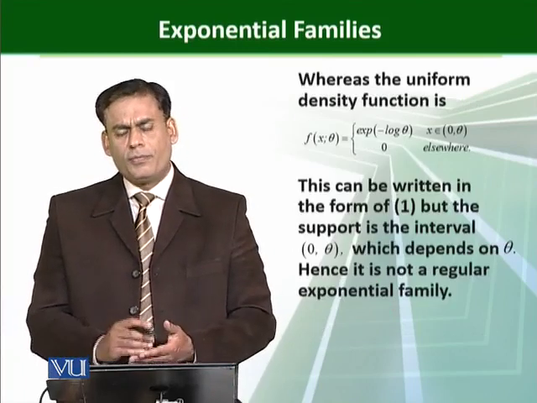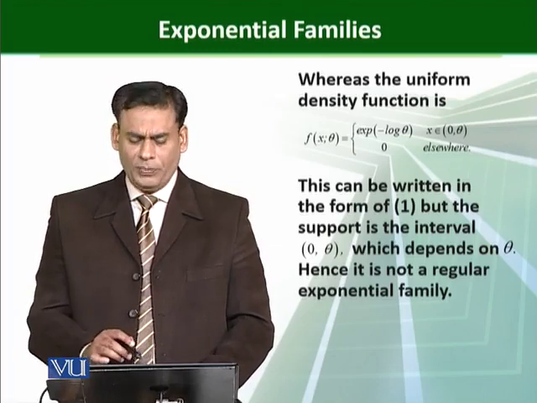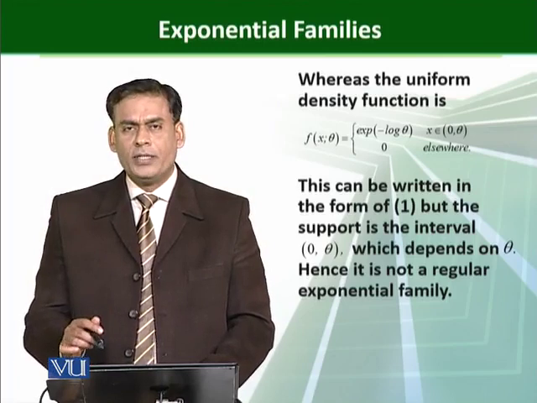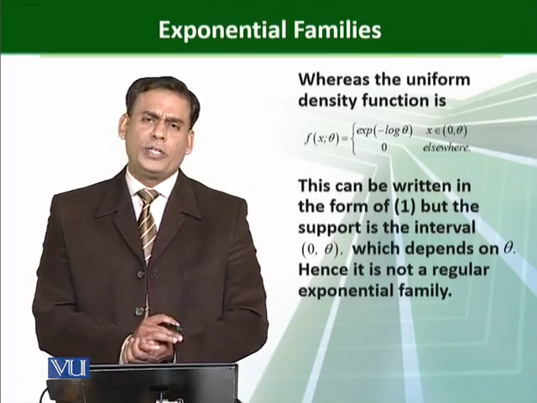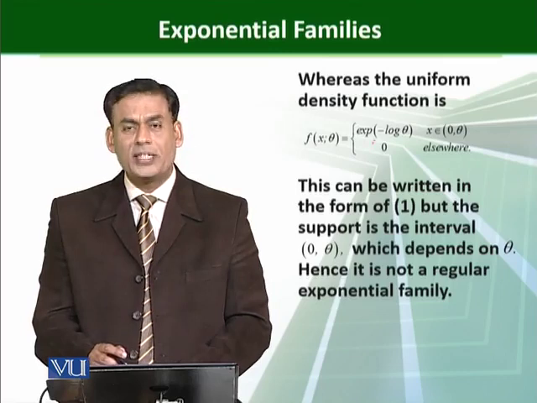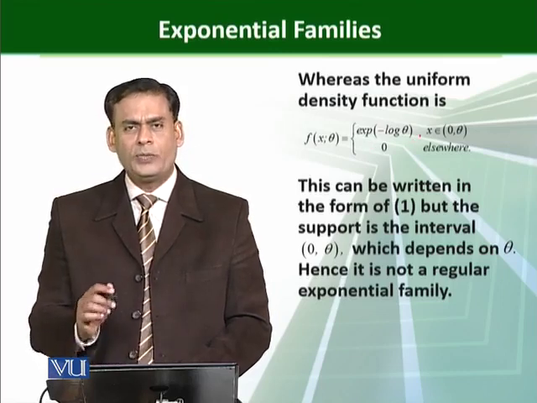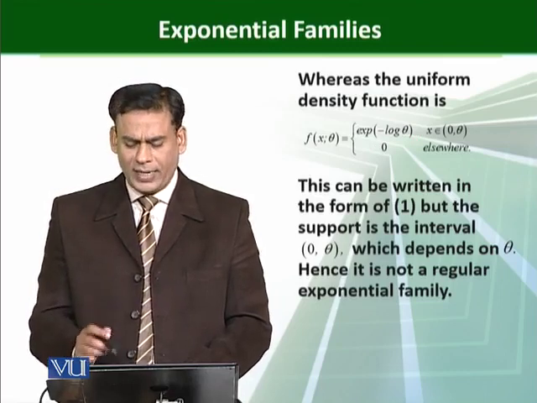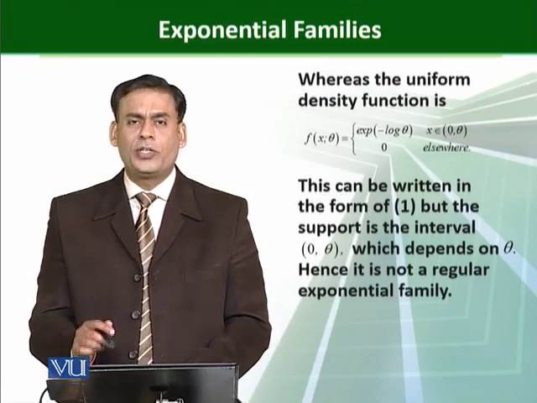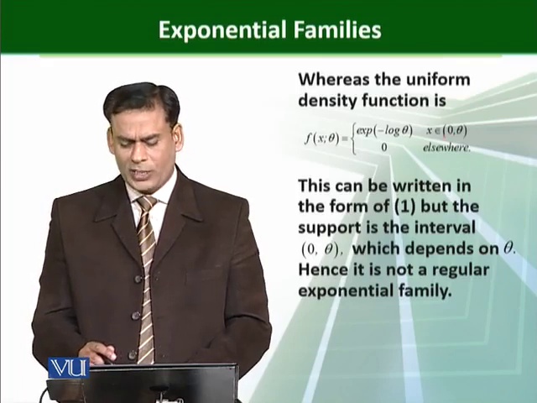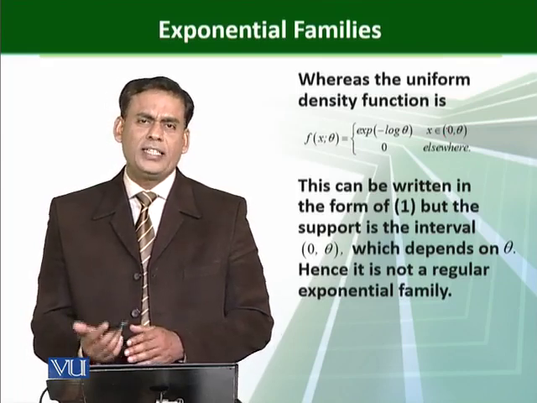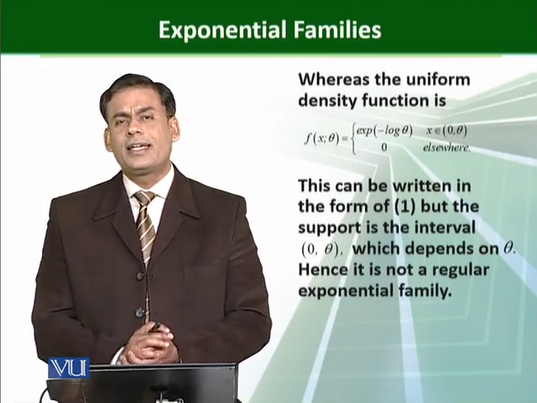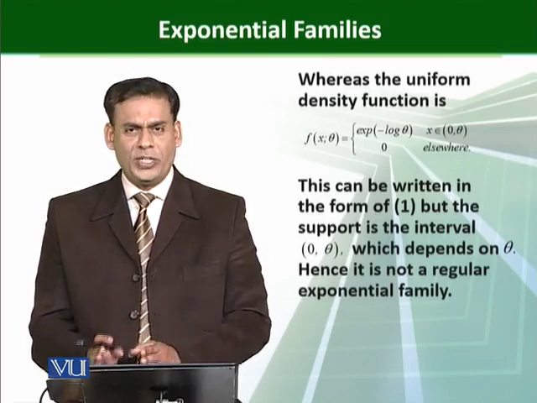Similarly, if we take the example of the uniform distribution, that is 1 over theta, and it ranges from 0 to theta. So we can write this function in terms of equation 1, that is exponential of minus log theta, because that is 1 over theta, and when we take the log, that is actually minus log theta. But the problem is that the support of x involves theta. Here you can see that x belongs to 0 to theta. So it means that theta is involved in its support. So it does not fulfill all the characteristics given for the exponential family.